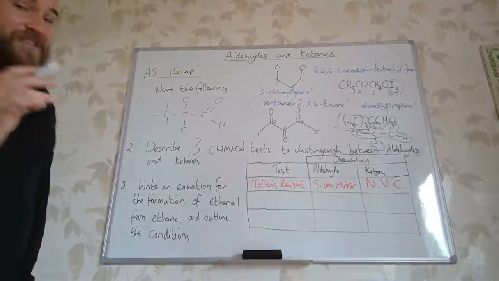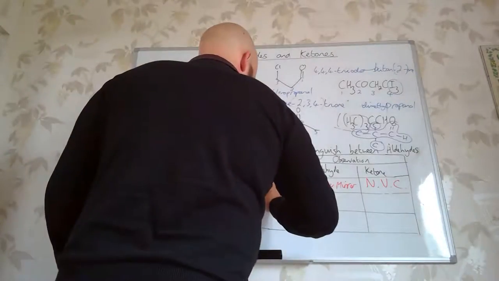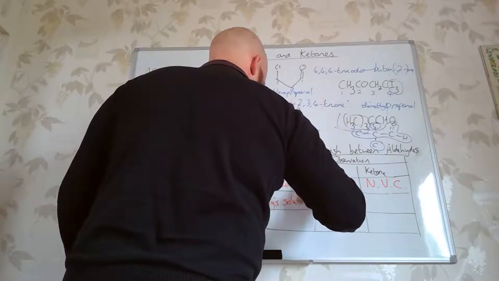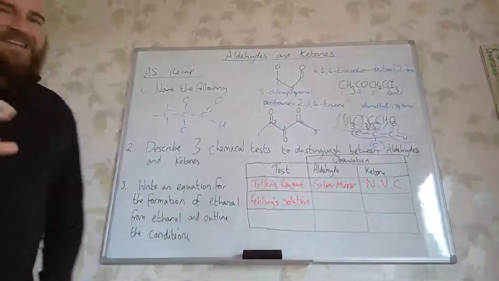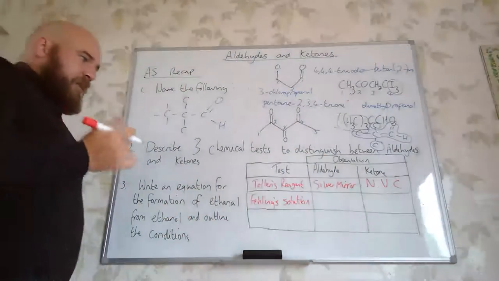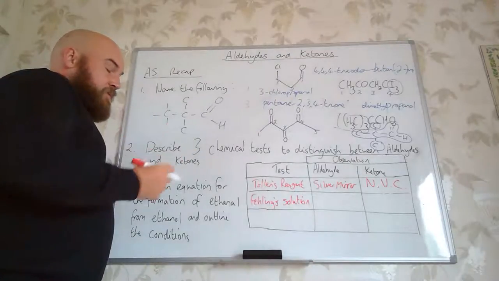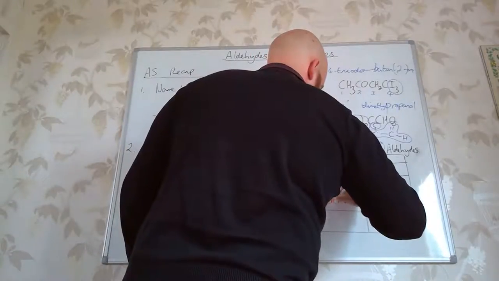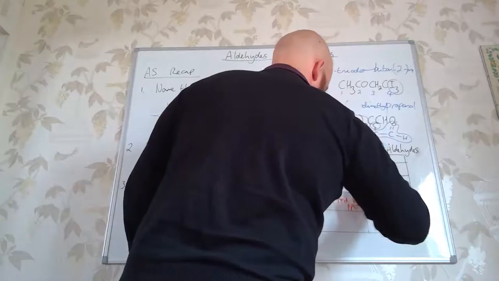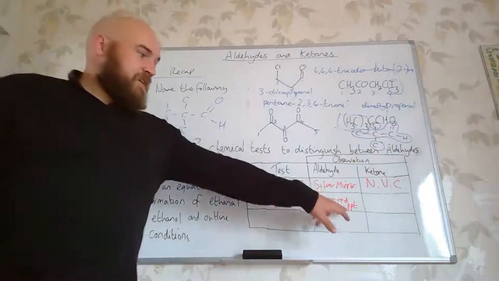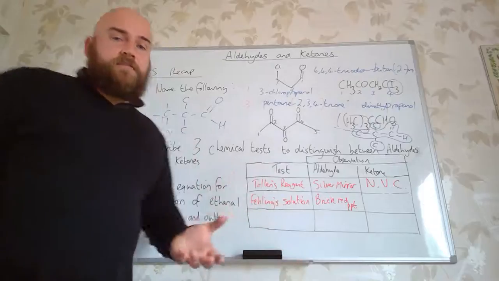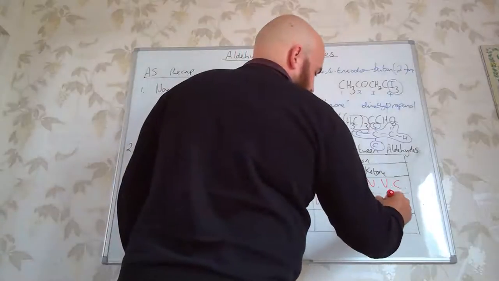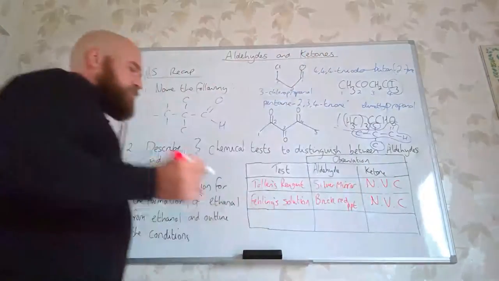I'm guessing again that most of you in your second row have probably put Fehling's solution. Or Benedict's reagent, all right, if you do biology, but Fehling's solution is equally acceptable. And you've got a brick red precipitate. Okay. Examiners say PPT is allowed for precipitate, so you can use that shorthand there. Brick red precipitate, and in a ketone, again, no visible change.